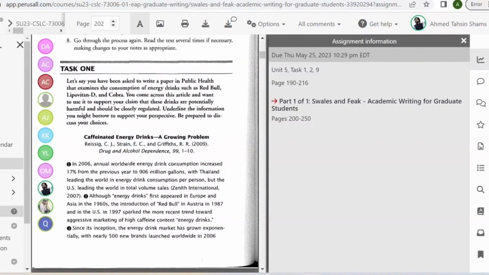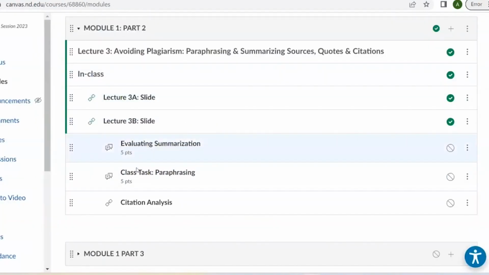Let me also say why we are doing it. Because if you click here in the module section in Canvas, evaluating summarization, you'll see all of your summaries there. After learning from those samples what we should do and should not do in a summary, we will give feedback to each other on the summaries that we performed yesterday. Good? That's the purpose. Let's get back.